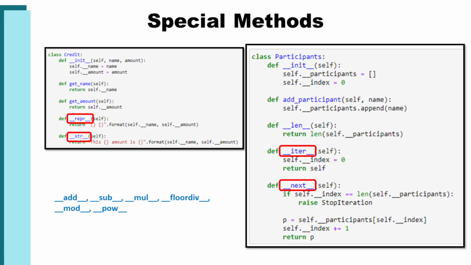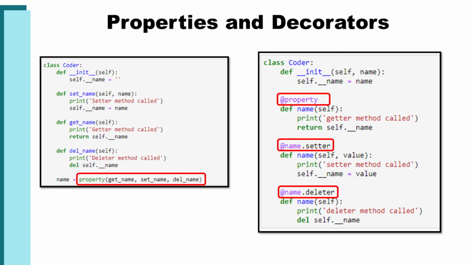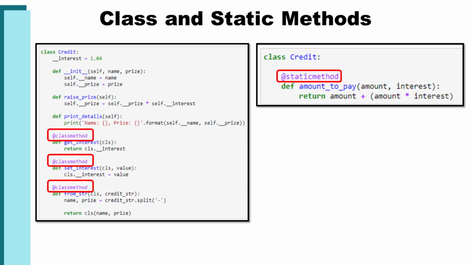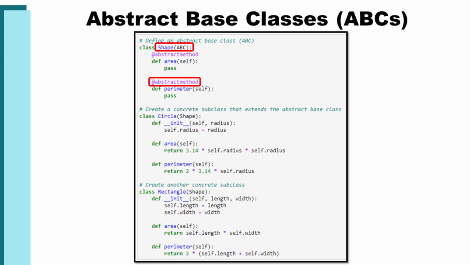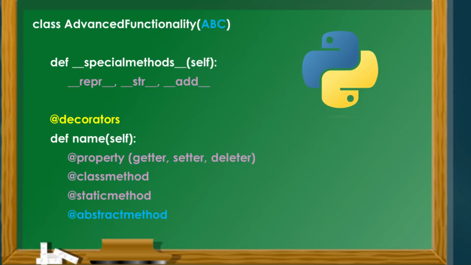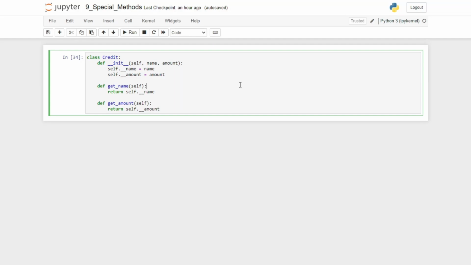From special methods like repr and iter to building robust class structure with properties and decorators, these tutorials cover it all. We'll demystify class methods, explore the simplicity of static methods, and unravel the power of abstract base classes, or ABC. So whether you're a Python pro or just getting started, this tutorial is your ticket to mastering Pythonic class design. Ready to elevate your skill? Let's dive in.